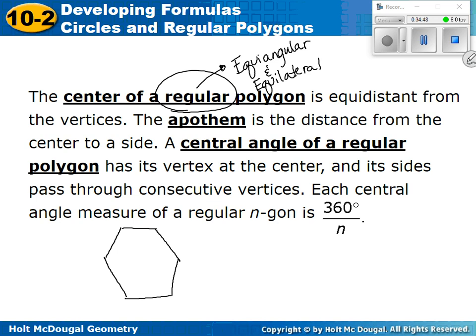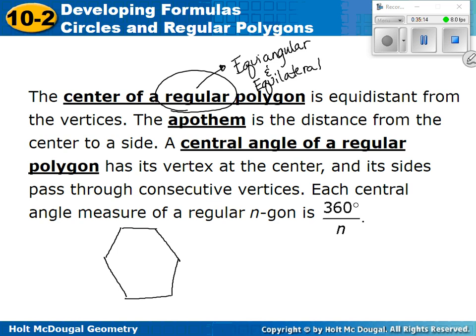Pentagon, or a 6-sided regular shape, hexagon, or a 7-sided regular shape, heptagon, or an 8-sided, octagon, 9-sided, nonagon, 10 sides, decagon, and the last one, 12 sides, dodecagon. Okay, again, that's stuff that we learned before that you need to know because it'll be on your homework today. So we're going to figure out how do we find the area of those shapes, okay?